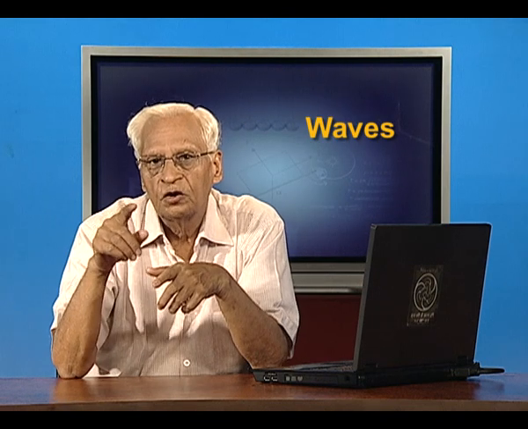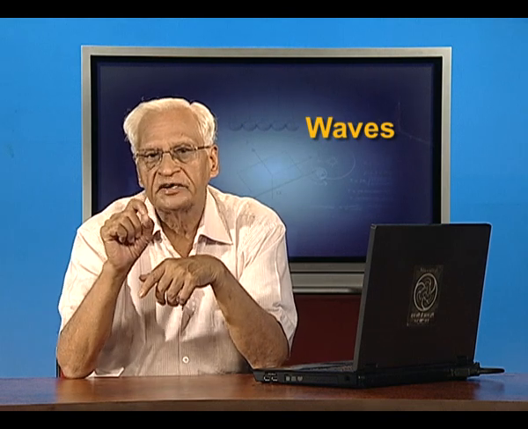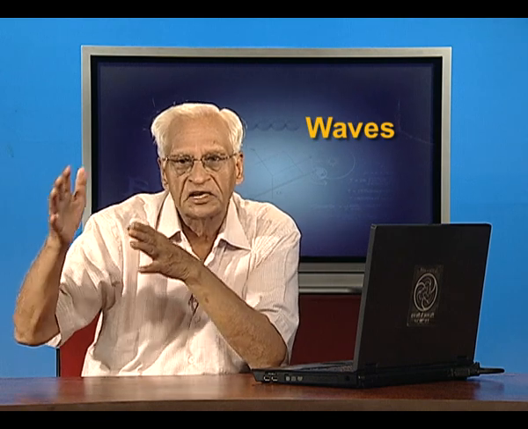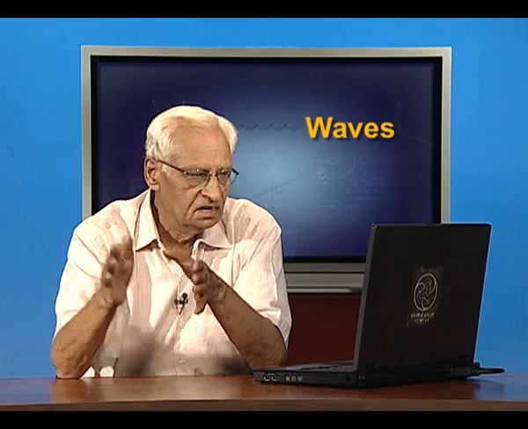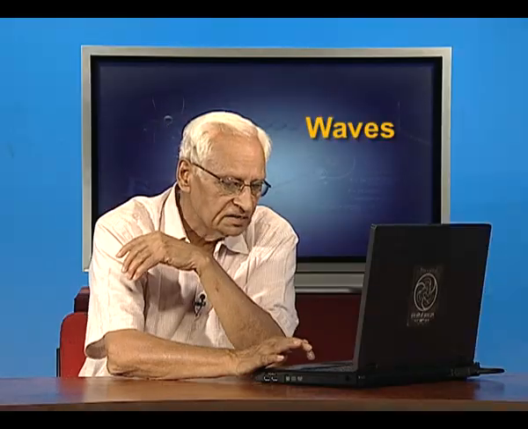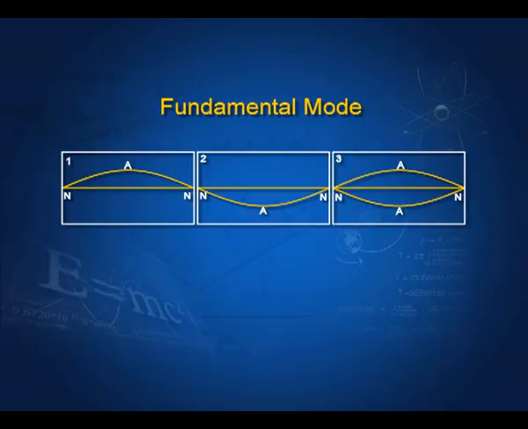You remember, a node is a point on which there is no displacement. An antinode is a point where displacement can take place. So, both the fixed ends are nodes, because no displacement can take place at those ends. And in between the two nodes, there is always an antinode. Let us see. We have here a string which is fixed at both the ends. As I said, both the ends are nodes, and in between the two nodes, there must be an antinode.